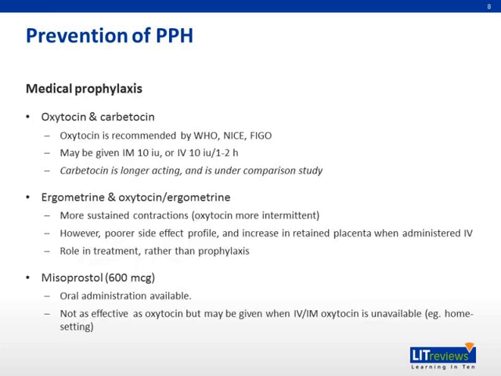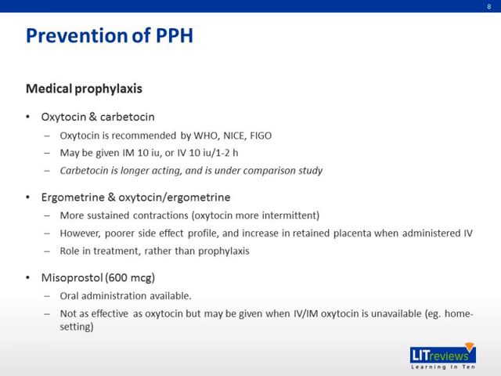For medical prophylaxis, our first type of medical prophylaxis is oxytocin and carbotocin. And oxytocin is recommended by WHO, NICE, and FIGO. It may be given intramuscularly in 10 units or intravascularly 10 units over 1 to 2 hours. Carbotocin is a longer acting form of prophylaxis and is now under comparison study.